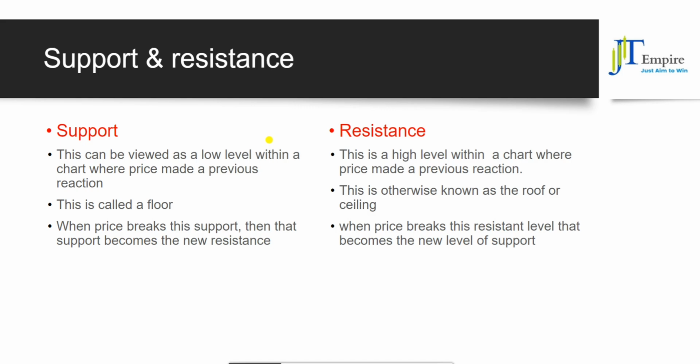Support and resistance. Support and resistance are a part of market structure, right? Support is viewed as a low level within the chart where price made a previous rejection. This is called a floor. When price breaks the support, it then becomes a new resistance.